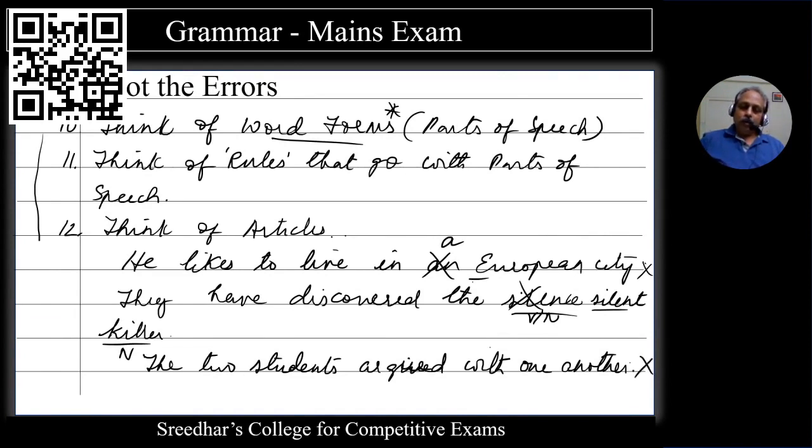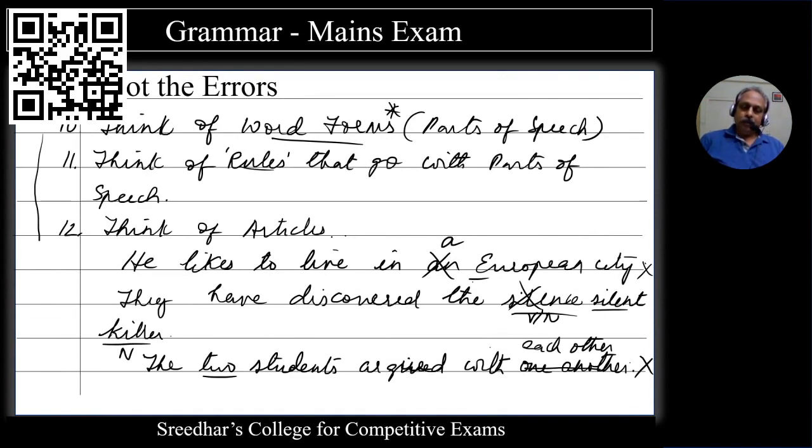What is the rule that goes with reciprocal pronouns? Reciprocal pronouns, there are two in number, each other, one another. When we talk about two things or two persons, we should use the reciprocal pronoun each other. More than two, we have to use one another. So here, one another is not correct. The two students argued with each other. This goes with rules related to parts of speech.